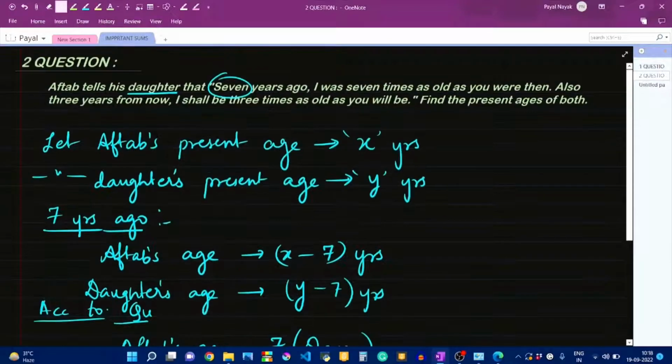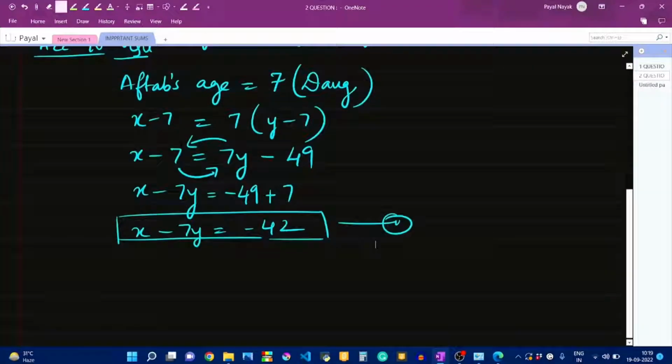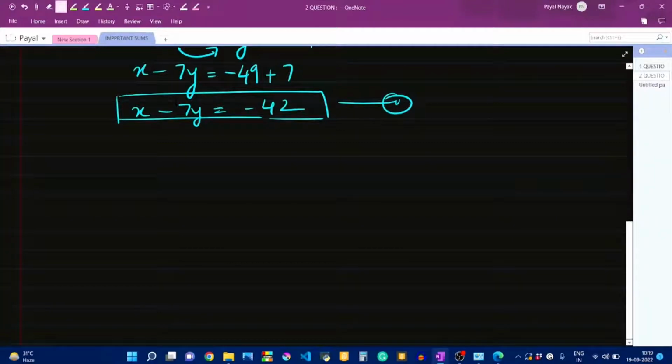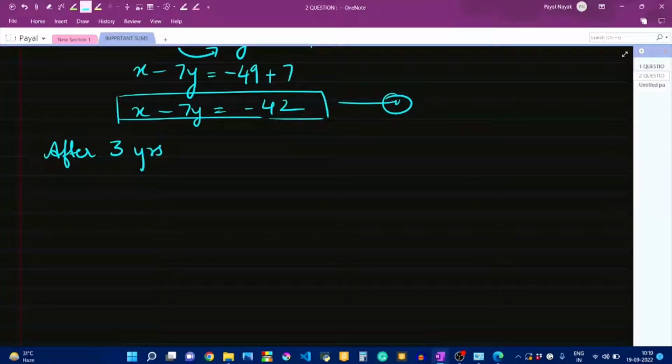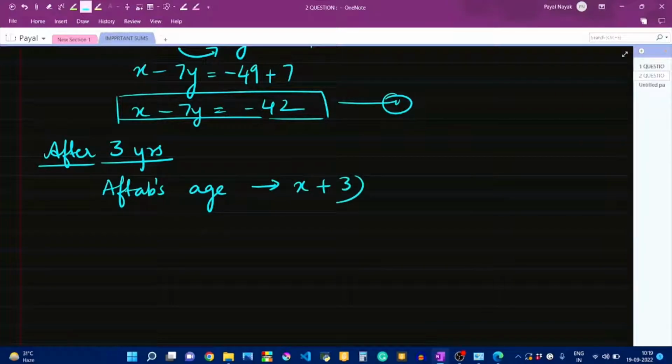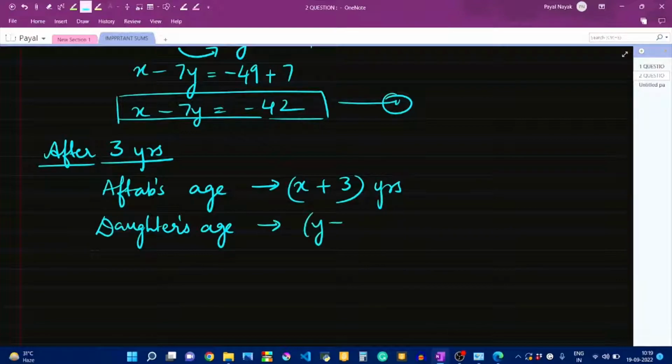Now let us move on to the second equation. 3 years from now means after 3 years. So the first thing we are going to do is write down their ages after 3 years. After 3 years, obviously the ages will be increased by 3 years. So Aftab's age will be x plus 3 years and his daughter's age will be y plus 3 years, right?